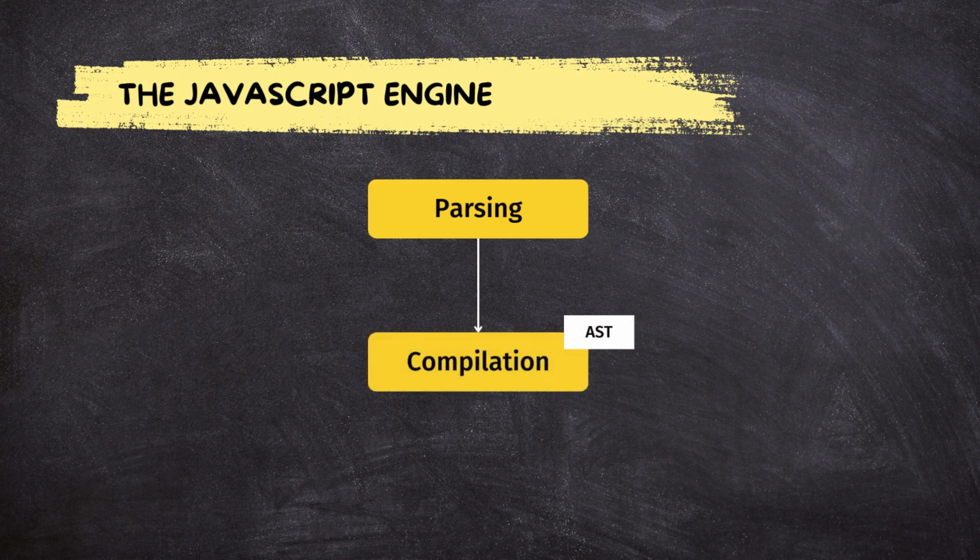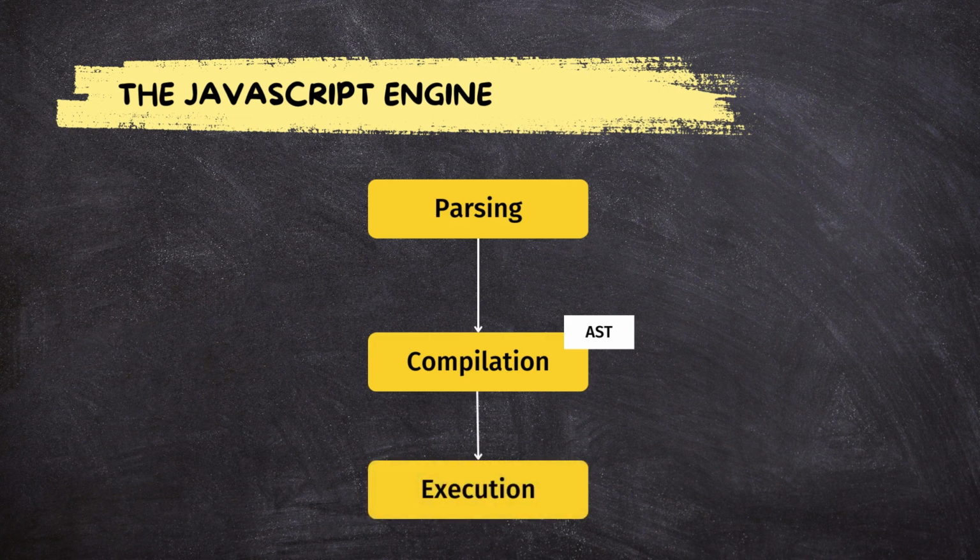And then we have compilation. The engine takes the AST and converts it into bytecode, which is a low-level representation of your code that is closer to machine code. Now, bytecode is faster to execute than the original JavaScript code, but it still needs to be interpreted by the engine.